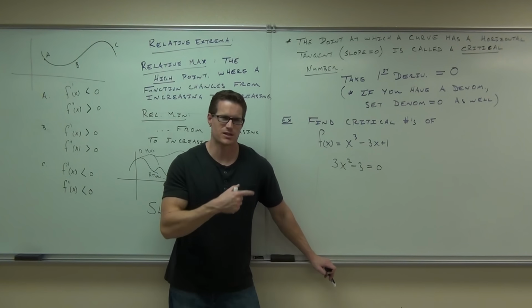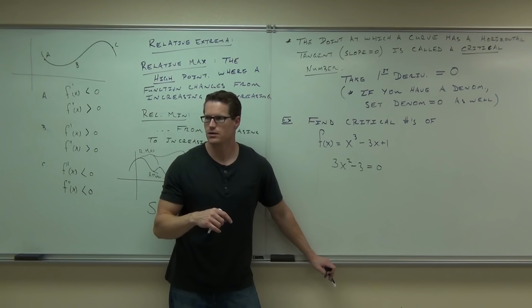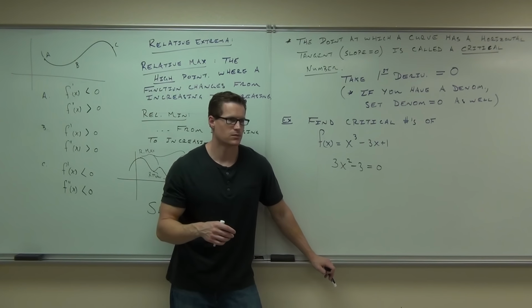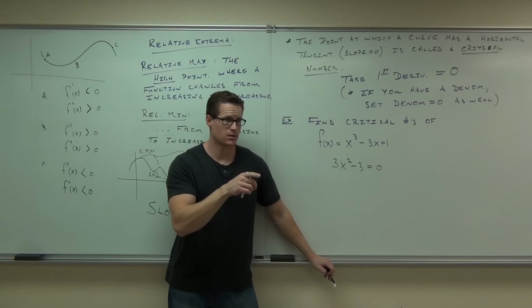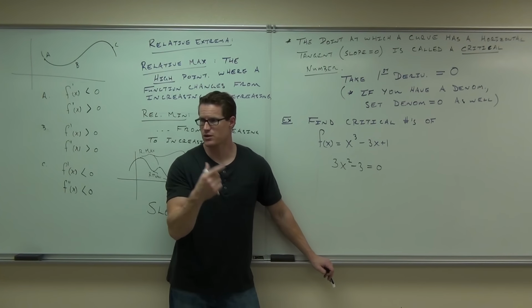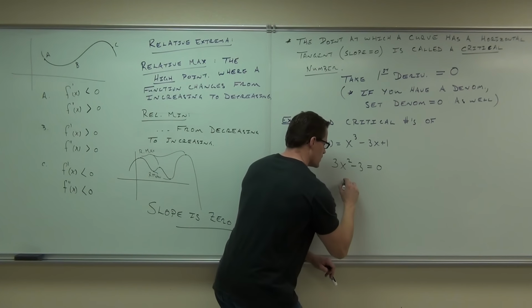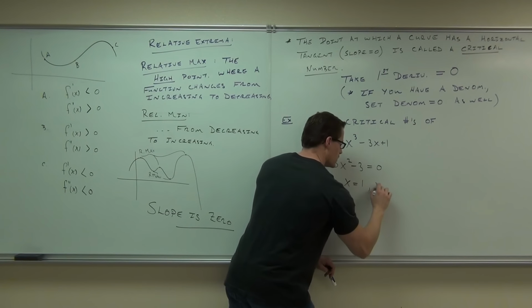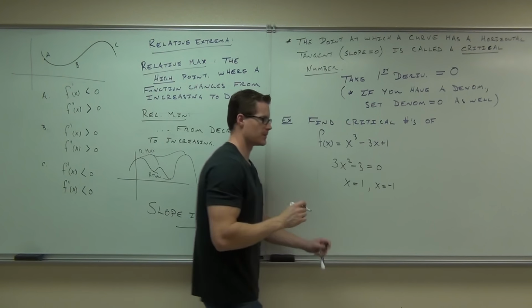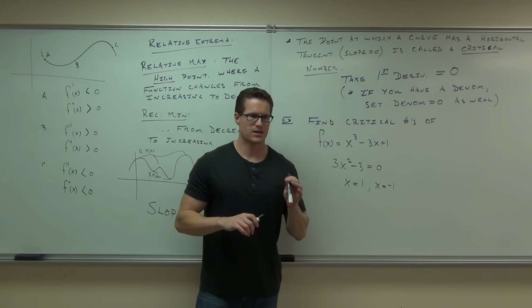What are you going to do? You have options, really. Add 3, divide by 3. Square root with a plus and minus. That's going to give you plus and minus 1. Or factor out the 3 as a difference of squares, plus and minus 1. Either way, you can do that 2 ways. Okay, so in either case here, x equals 1, x equals negative 1. Are those my points for my relative max and relative min?